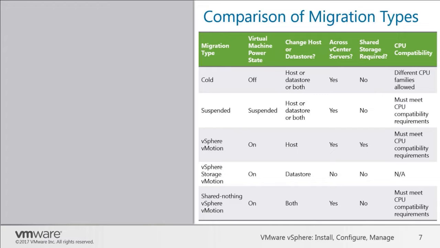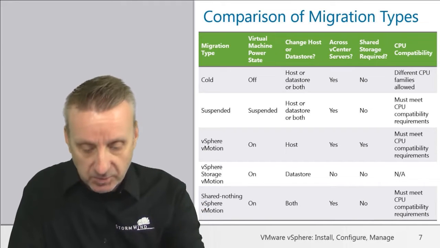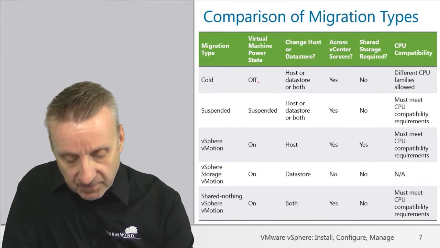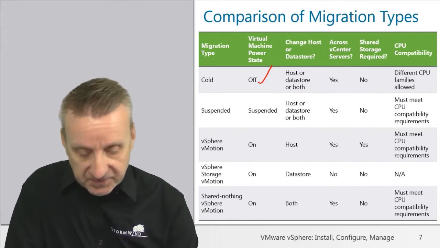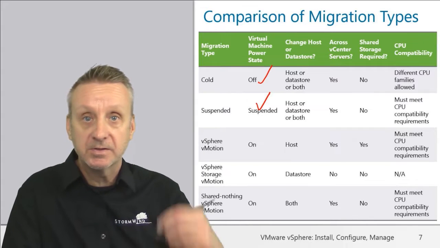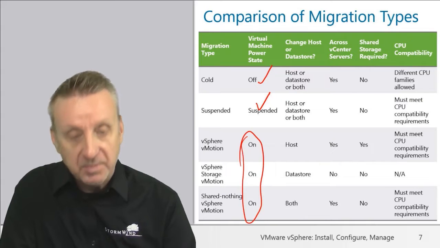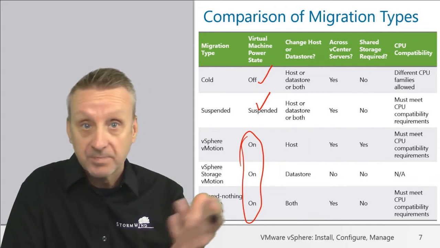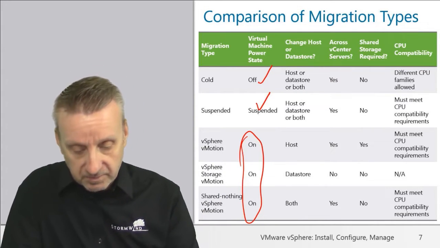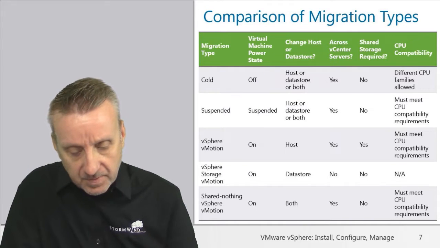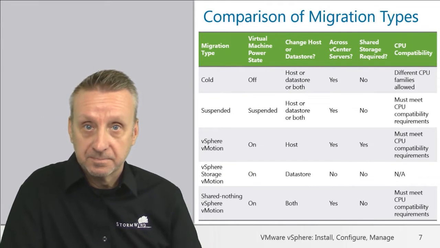All good stuff, right? So here is a great gridded chart for you. Down the left-hand side, the left column, the migration type: cold, suspended, vMotion, storage vMotion, or shared nothing, right? And then if we go into column 2, it says virtual machine power state. Well, if it's cold, it's off. If it's suspended, it's suspended. Everything else, it's up and running. The VM is up and running. People are accessing it. It's presenting data. It's doing whatever, right?